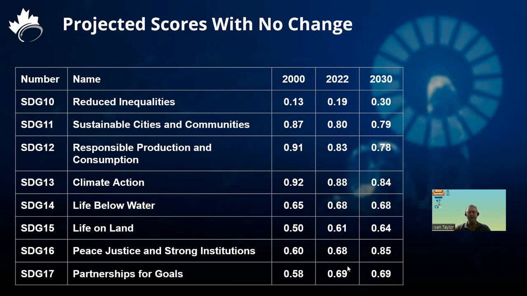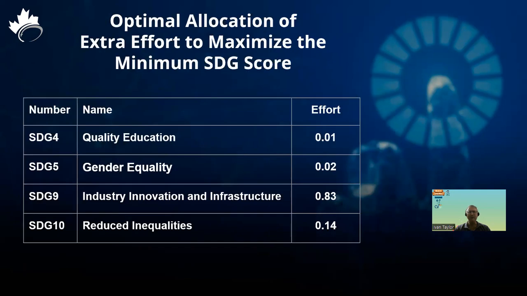So these are the projections that we make based on the historical data and our simulation model, which is based on cause and effect and uses physics and calculus. Now we're going to look at improving the situation by applying extra effort. And these are applying time, money, and resources to implement policies that will improve the SDG scores.